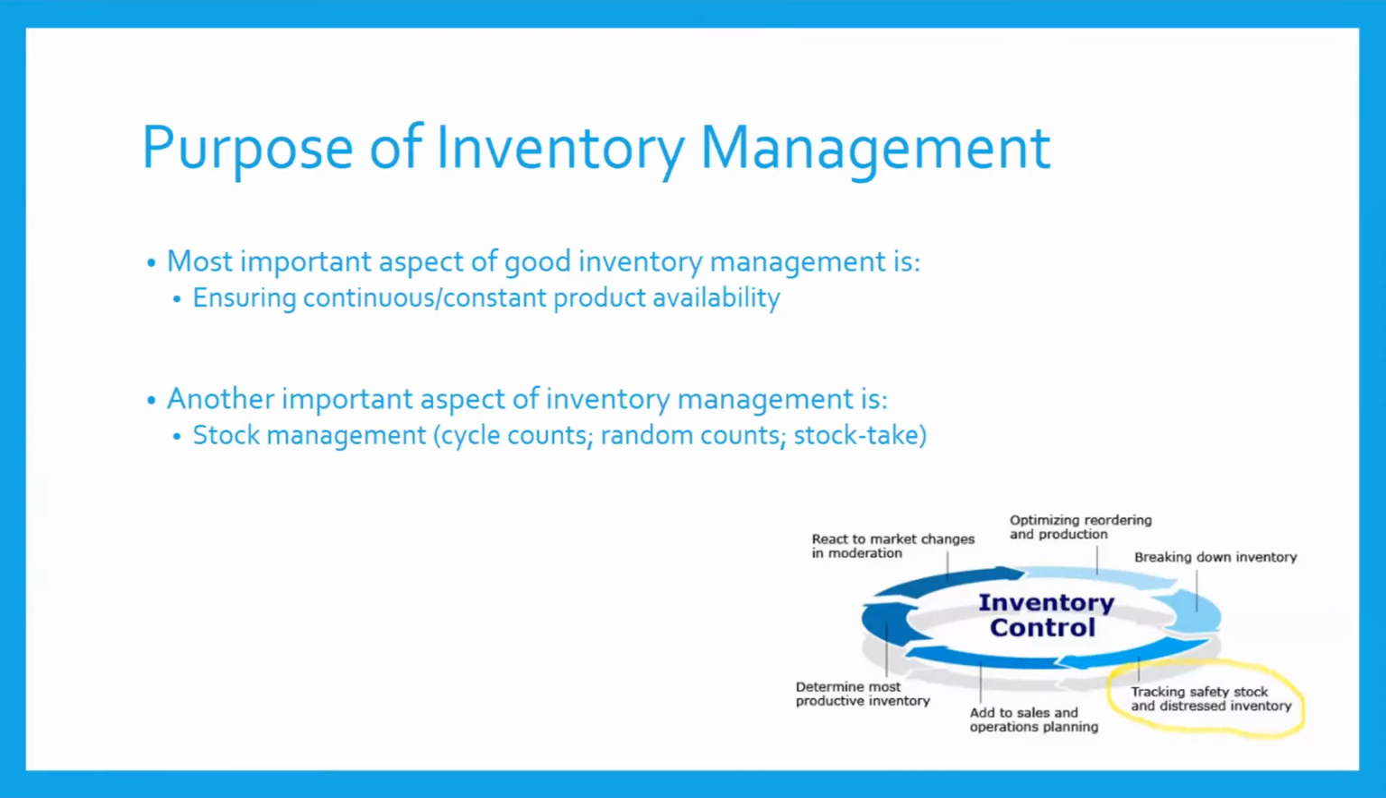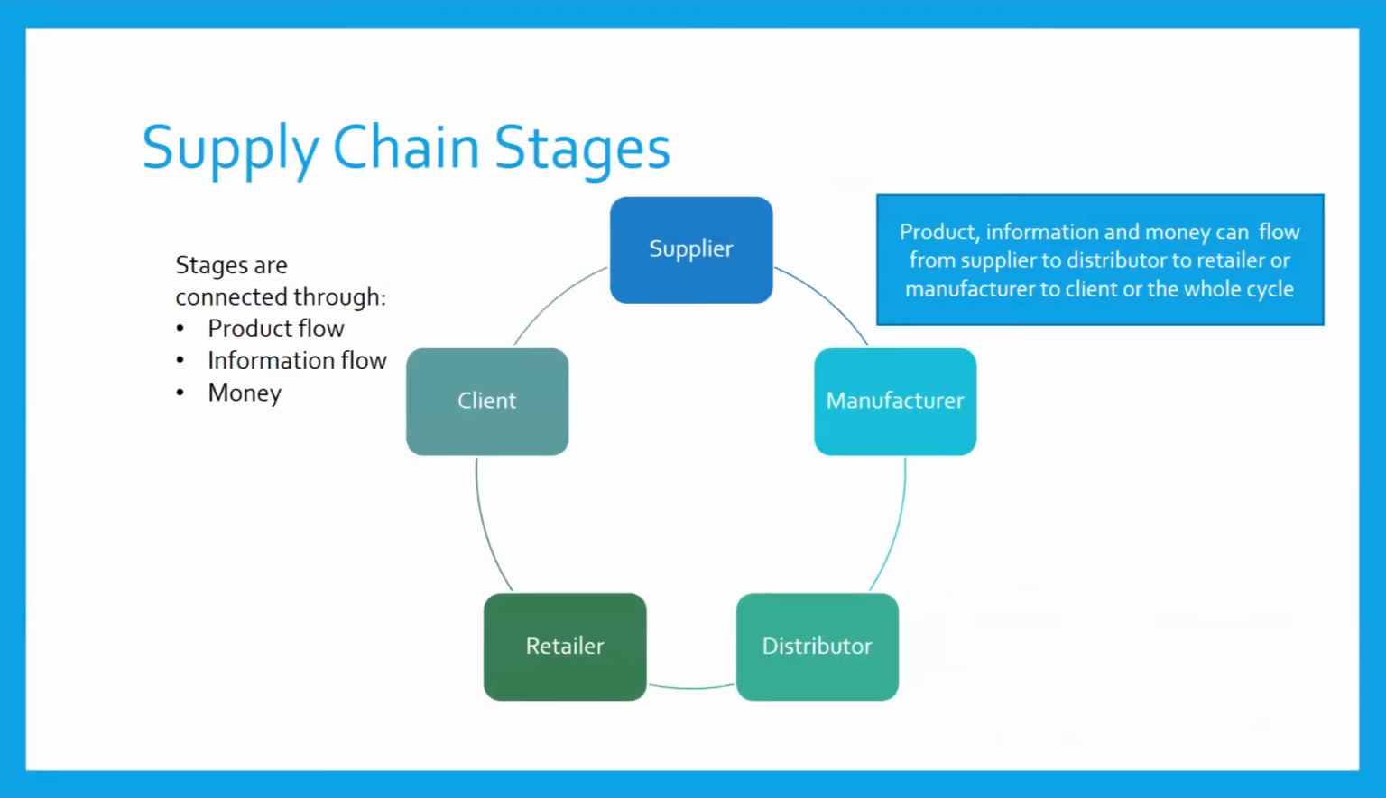So before we go into what the supply chain disruptors are, I'd just like us to briefly go through the supply chain stages. The thing that we have to keep note of is that it doesn't have to follow this cyclical flow. It doesn't have to be from supplier to manufacturer to distributor to retailer to client. It can also be from client to supplier, or supplier directly to the client, or from the supplier to the distributor. But the key thing here is that what connects these stages is the product flow, the information flow, and of course money.